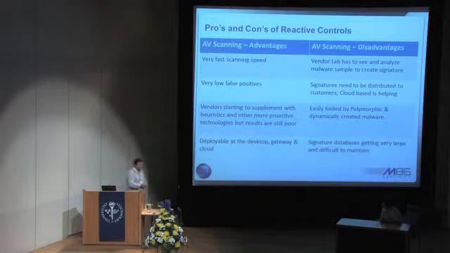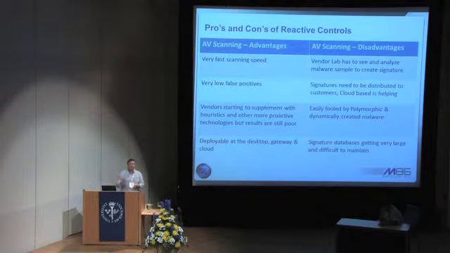So some pros and cons of reactive controls. In terms of AV scanning, very fast scanning. Basically, there's nothing much faster than scanning with an exact hash signature for the actual malware you're trying to find. Very low false positives, a very accurate technology. And as I said, the vendors are starting to supplement the reactive controls with some heuristics and some more proactive type controls, but still very early days there.